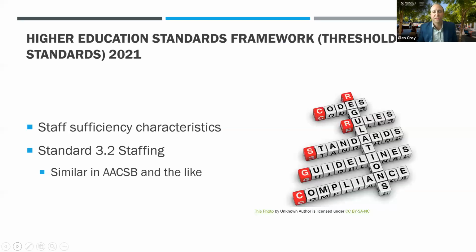For this process, we'll start with the Higher Education Standards Framework, or the threshold standards as they're known. In the chat space, I am going to post you a link to these standards. This is on the TEQSA website, and at the top of the website you'll see a link to the Higher Education Standards Framework, Threshold Standards 2021, from the 1st of July 2021. If you click on that link, it will take you through to the PDF file. What I'd like you to do now, if possible, is to open that file and then get to standard 3.2 for staffing.